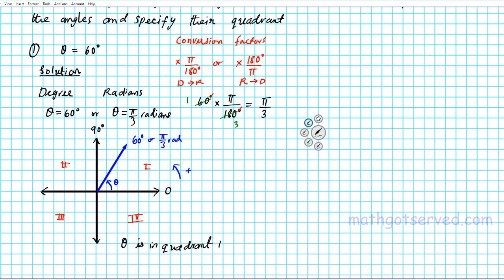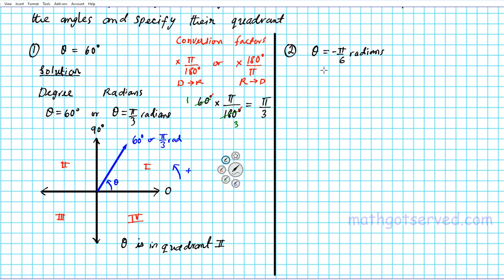So for question number 2, let's say we have the following situation. What if we had theta is equal to negative pi over 6 radians? So let's do a negative example this time, and also one given in radian measure. All right, so the same set of instructions, we're going to express it in degrees and radians, and then sketch the angle in standard position.